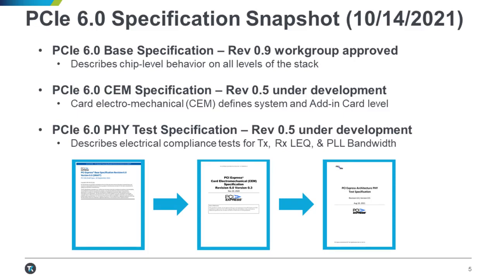looking at system level, add-in card level, and then once we want to start looking into the specific details of what are the really step-by-step procedures for doing the physical layer testing, that's when we move to the physical layer test spec, also being developed at Rev 0.5, and this is where we're going to get detailed descriptions for transmit, receive, link equalization, TX link equalization, PLL bandwidth, ref clock testing, right? So as I mentioned, tighter coupling, those are maturing quickly as well.